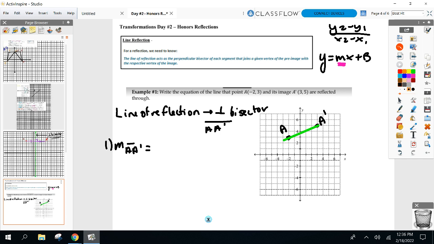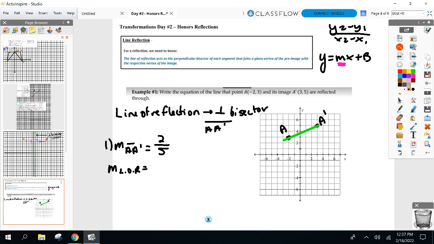Four when you're ready, Griff. 2 over 5. 2 over 5, good. Up 2 over 5. All right, then what's going to be the slope of the line of reflection then? Can I abbreviate? Everyone all right if I abbreviate it, LOR?